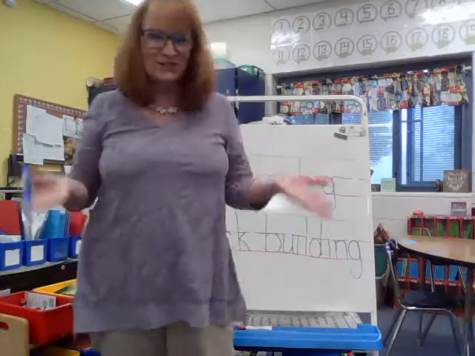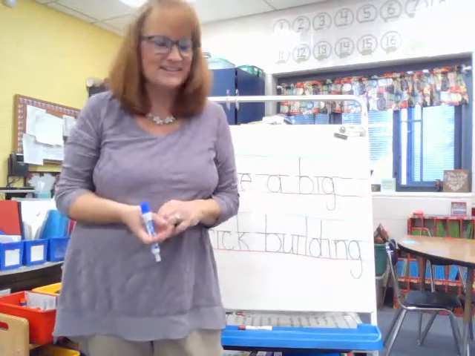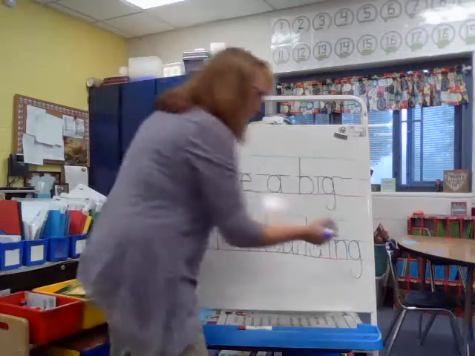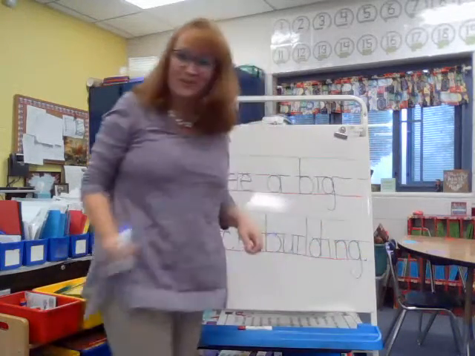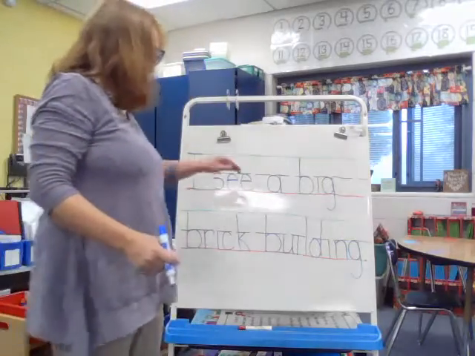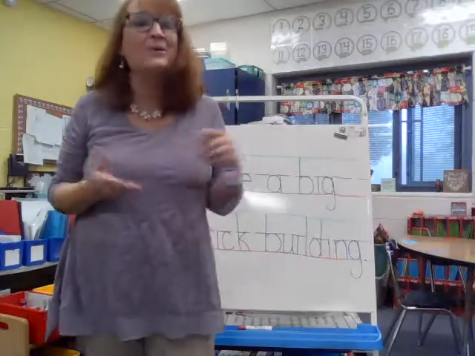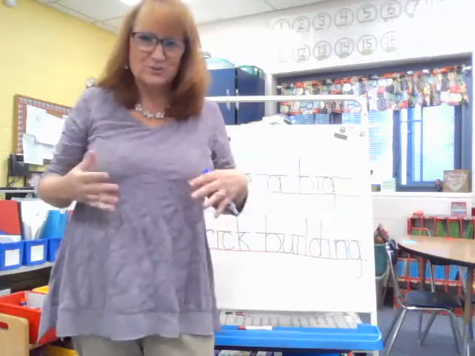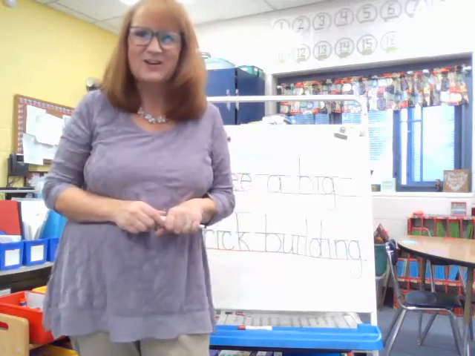So that would be my first clue for my mystery of where I like to spend a rainy day. I am done with my sentence, so I'm going to make sure that everybody knows my sentence is over. I'm going to put that little dot called a period at the end of my sentence. I see a big brick building. Now, I did one of mine. I want you to do all 4 of your sentences that describes where you like to spend a rainy day.